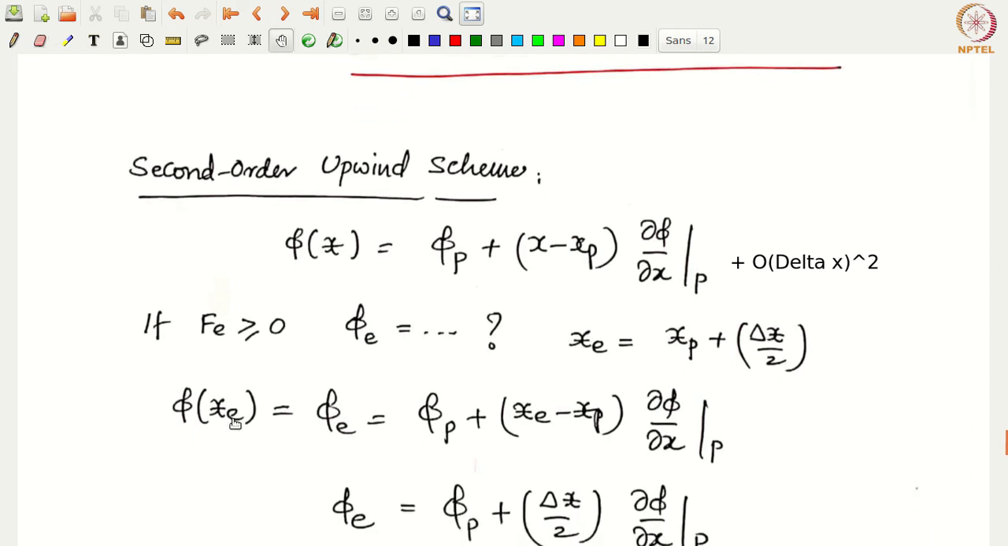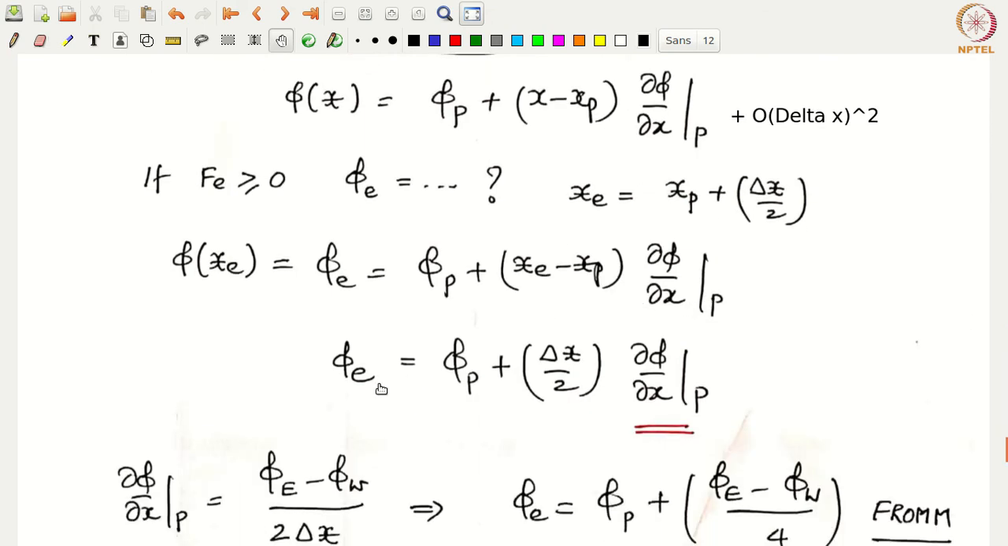That means I want to calculate what is phi at xe, which is nothing but phi e equals phi p plus xe minus xp times partial phi partial x at p. So this is nothing but phi e is phi p plus xe minus xp, which is delta x by 2, times partial phi partial x at p. Now how do we evaluate this particular derivative? That again defines a particular second order upwind difference scheme.